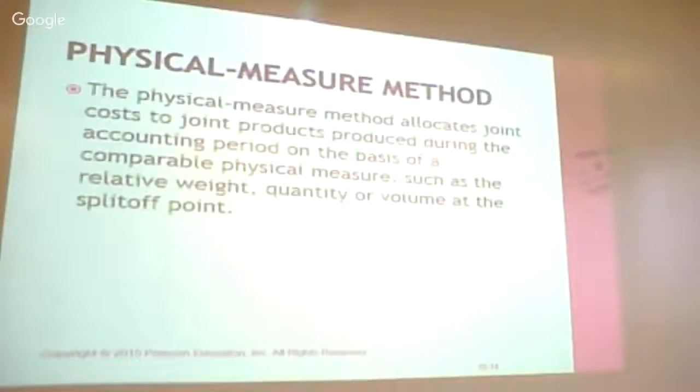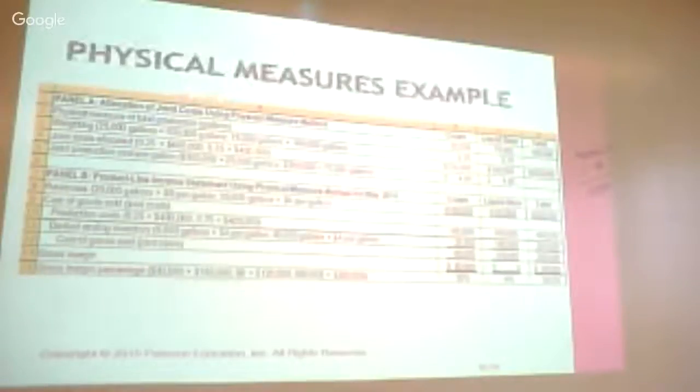The physical measure method allocates joint costs to joint products produced during the accounting period on the basis of a comparable physical measure such as relative weight, quantity, or volume at the split-off point. Okay? So let's look at these numbers here.